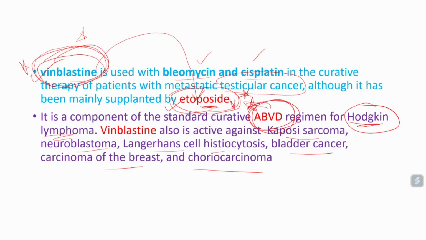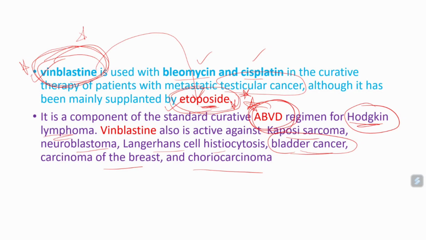So vinblastine is an important drug which is used in these conditions. Remember all these cancer conditions. Again, vinblastine will come at that time. It is not important for us to read all the pharmacological concepts now; that's why we are discussing it now.